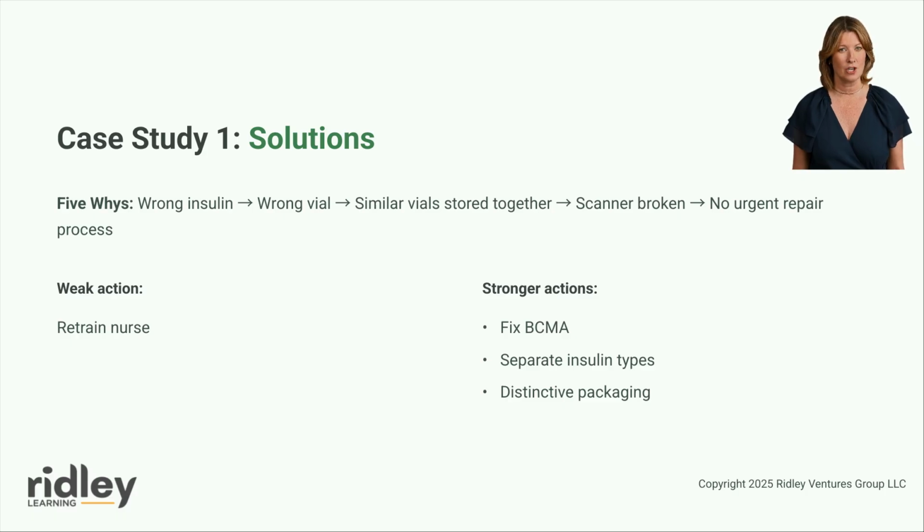An intermediate action would be to implement a policy requiring an independent double check for all insulin doses and to standardize the storage of high alert medications, separating different types of insulin. Stronger actions would be to fix the barcode medication administration system and ensure 100% compliance, which is automation or computerization, and to work with the pharmacy to switch to insulin products with distinct packaging or use tall man lettering and warning labels on all insulin storage bins, which are engineering controls.